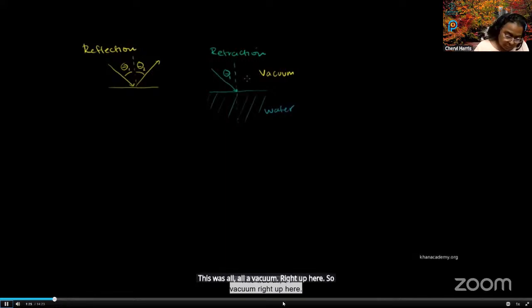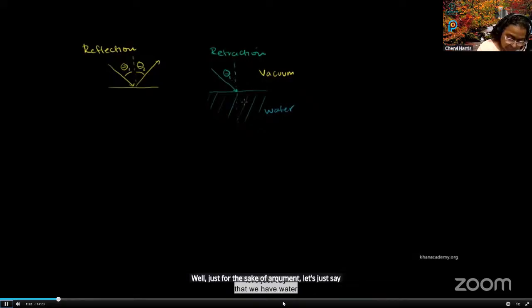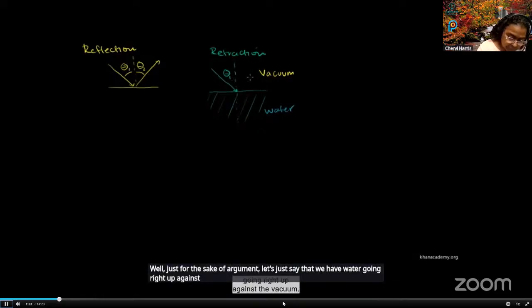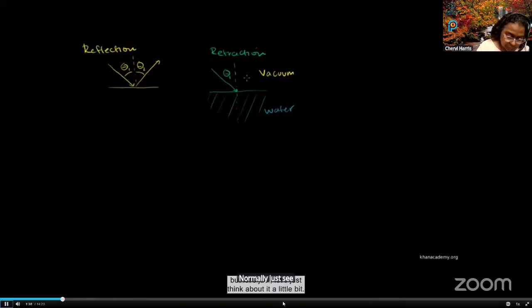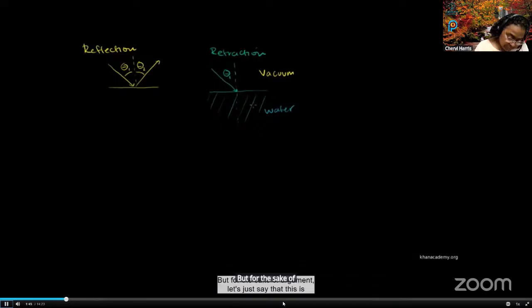So what will happen? That's kind of unrealistic, but just for the sake of argument, let's say we have water going right up against a vacuum. This isn't something that you would normally see in nature. Normally the water, since there's no pressure, would evaporate and all of the rest. But for the sake of argument, let's say this is a medium where light will travel slower.